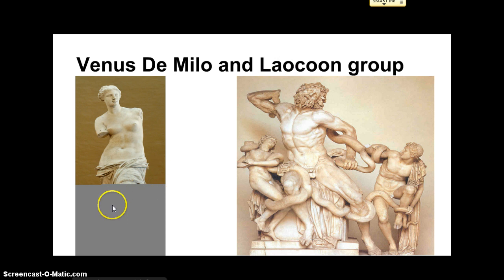Venus de Milo, I don't know why it didn't finish, but this is the Venus de Milo, and this is what they meant by the contrapposto pose. She has weight shifted more to one leg than the other. And the Laocoon group, you can just see how they are in a moment of importance.